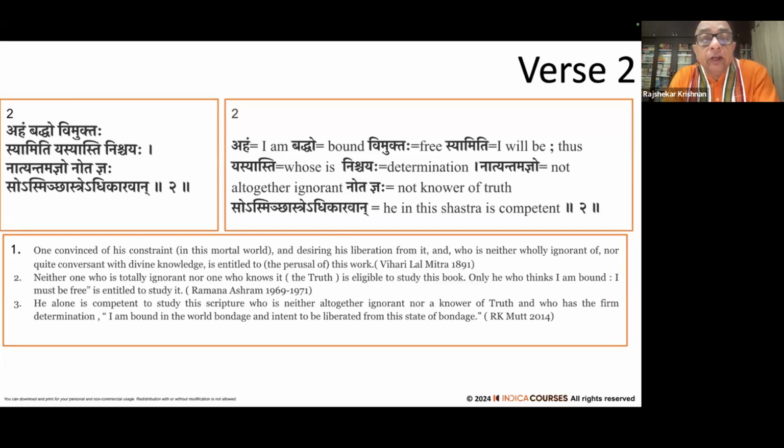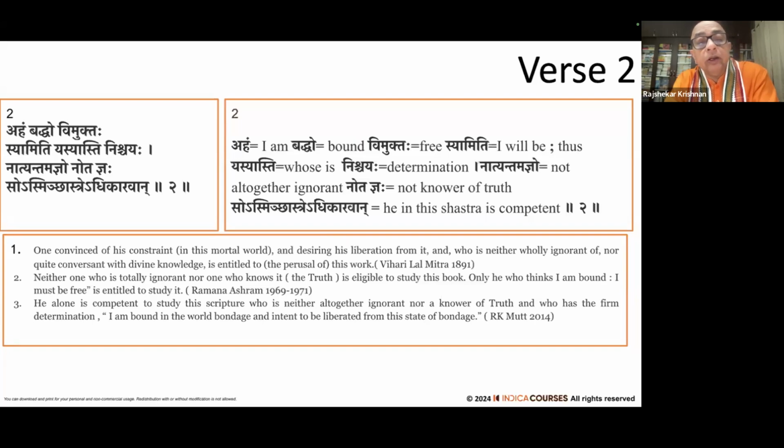So I have here three translations for you, captured over different periods of time, which tell you how the English language changes. But of course, each one of them provides a facet of understanding the shloka itself. One convinced of his constraint in this mortal world and desiring his liberation from it, and who is neither wholly ignorant nor quite conversant with divine knowledge, is entitled to the perusal of this work. This is Vihari Lal Mitra's 1891 translation.